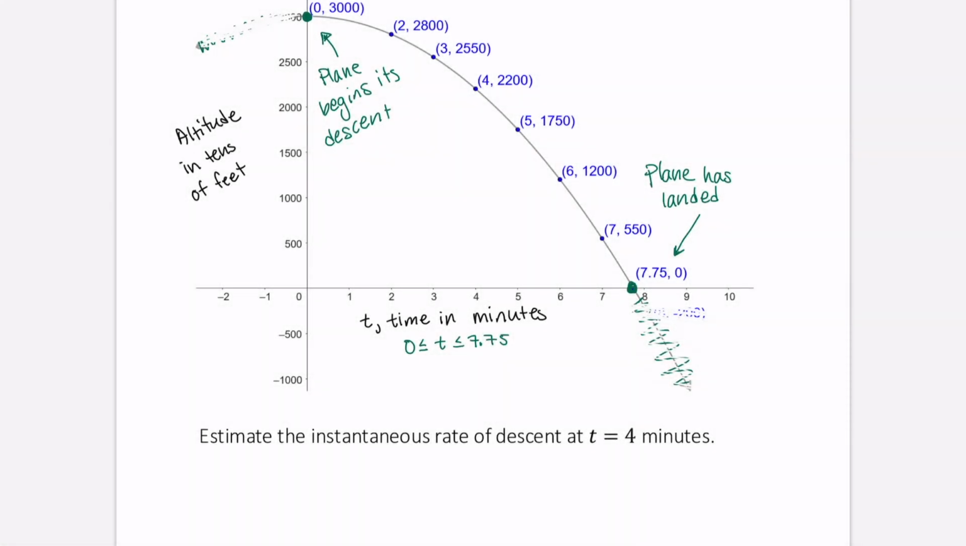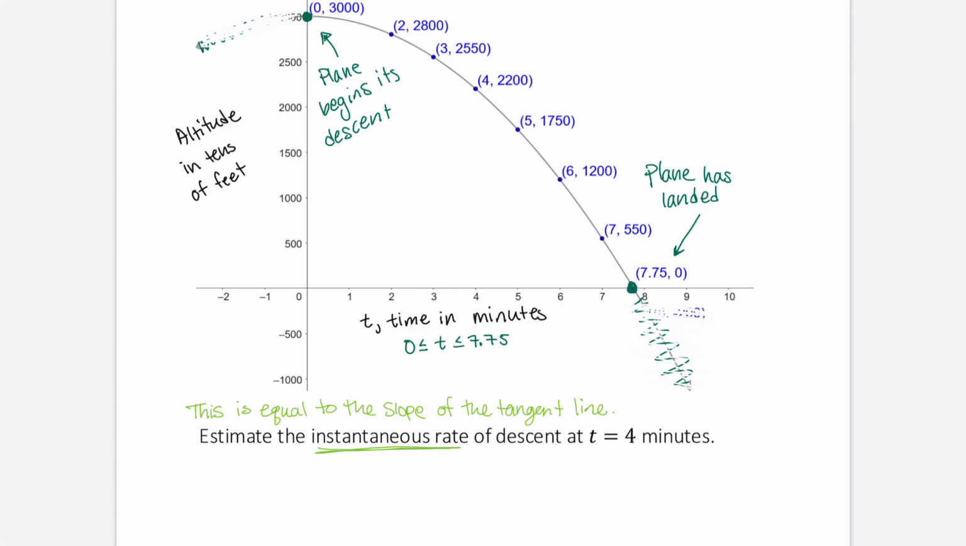Welcome. This is the final of 3 videos, and in this one, we're going to estimate the instantaneous rate of descent at t equals 4 minutes. Now, remember that the instantaneous rate of change, well, that's equal to the slope of the secant line. Let's go ahead and write that down. Not the secant line, excuse me, I misspoke. Wow, that's the average rate of change. The instantaneous rate of change is equal to the slope of the tangent line.